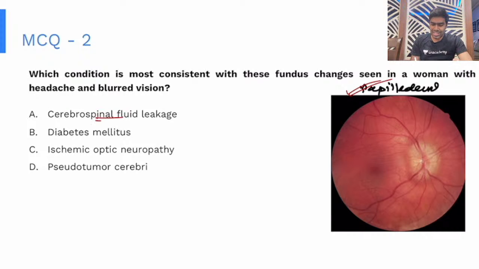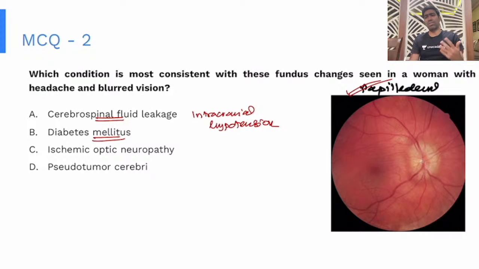So of course, CSF leakage is not going to produce papilledema. CSF leakage is actually going to produce intracranial hypotension. So we know that it's going to produce intracranial hypotension. So diabetes mellitus is a condition that of course is not going to produce papilledema as well. Hypertension might have produced papilledema, but diabetes is not a condition that's going to produce papilledema.